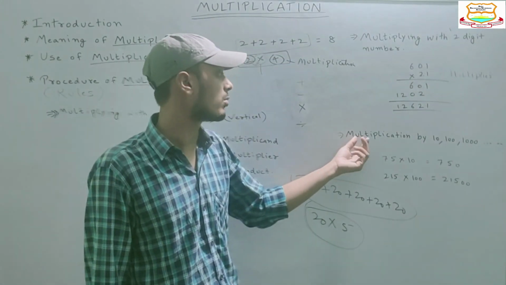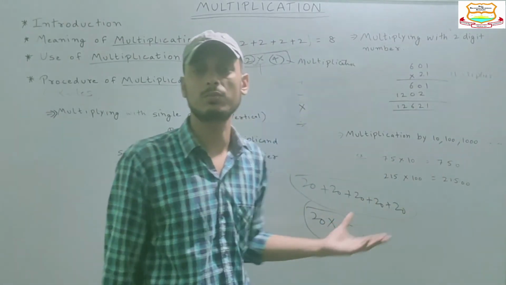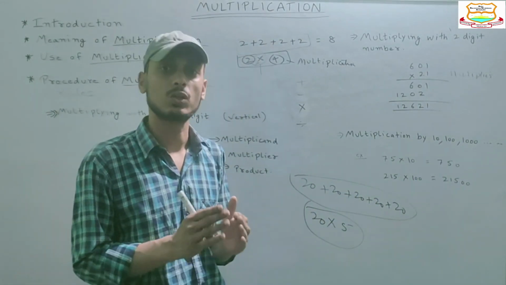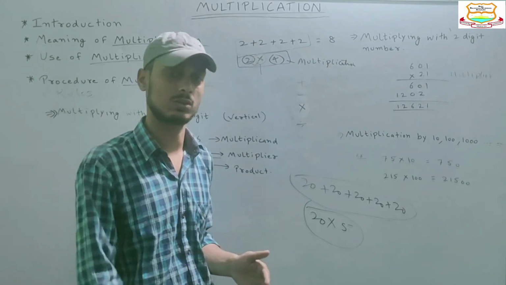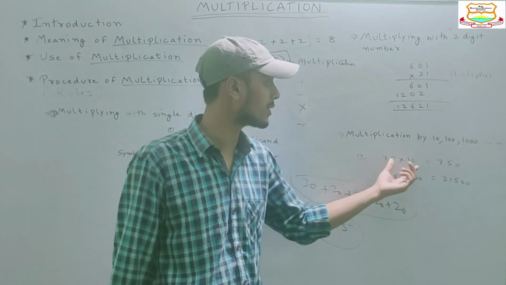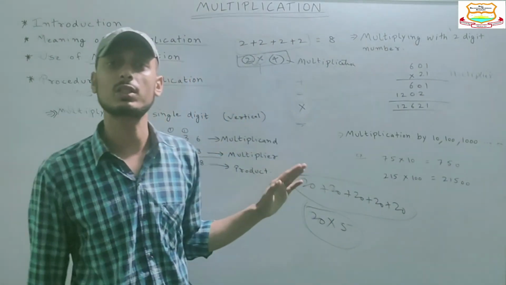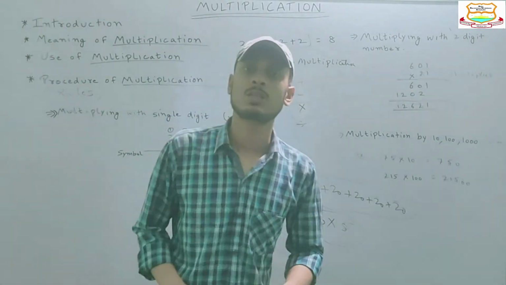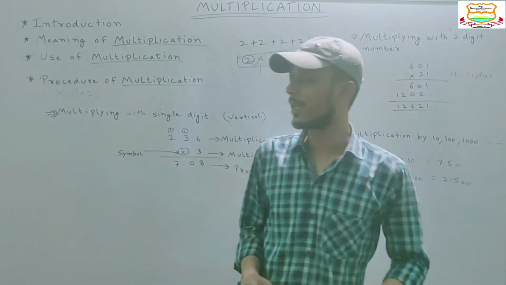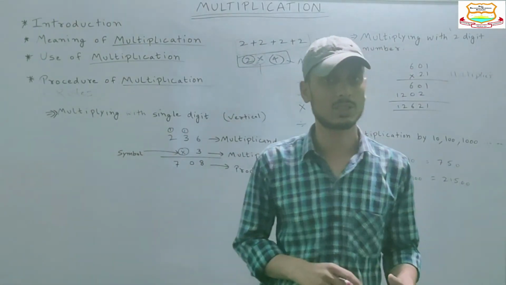After that we saw multiplication by 10, 100, 1000 or 1 lakh, where the multiplier is 1 followed by zeros. In this case we simply write that number and put the number of zeros according to the multiplier. So I would like to end the chapter here because we have completed the topic of multiplication.